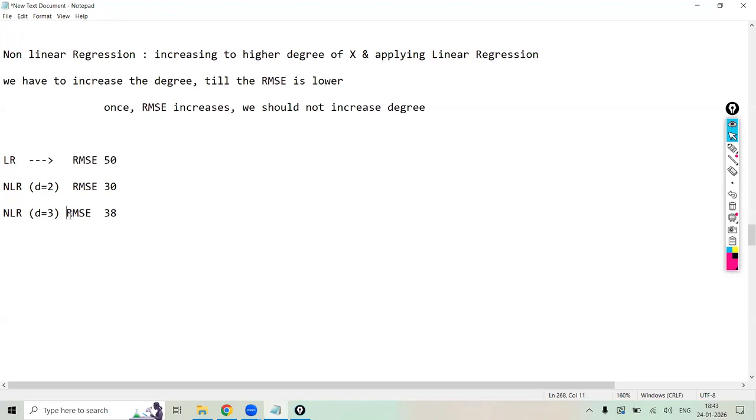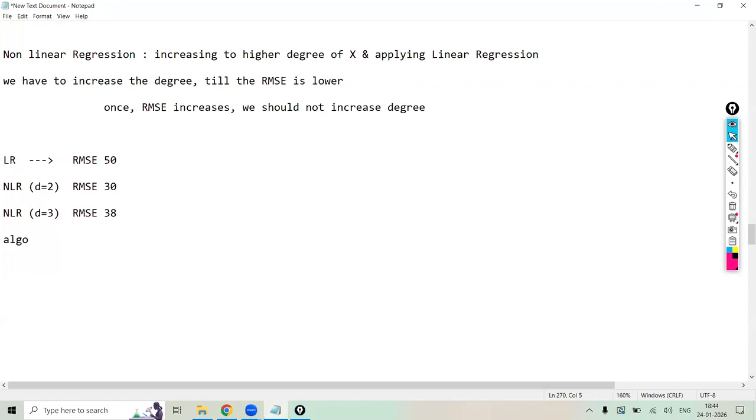Now what am I going to do? Should I try for degree of 4? Miss, no need. You need not try with the degree of 4. Degree of 2 is sufficient. Out of these three, this one is best. But how can we know if we apply another algorithm?